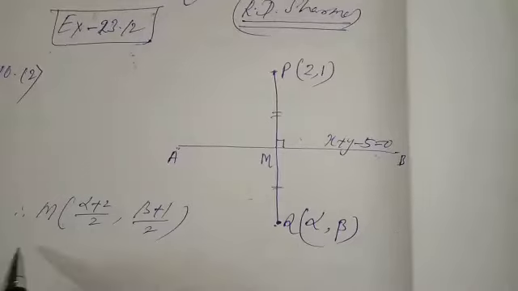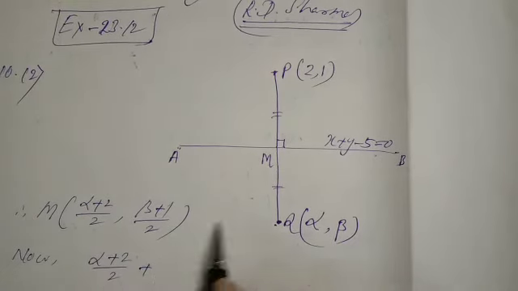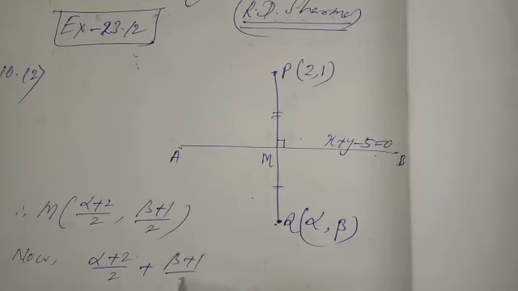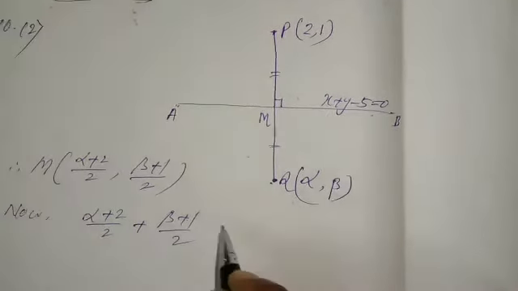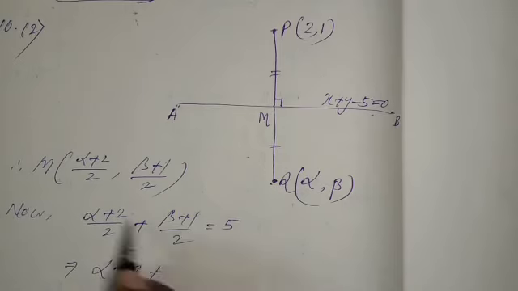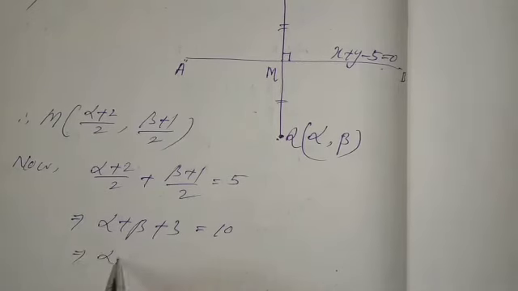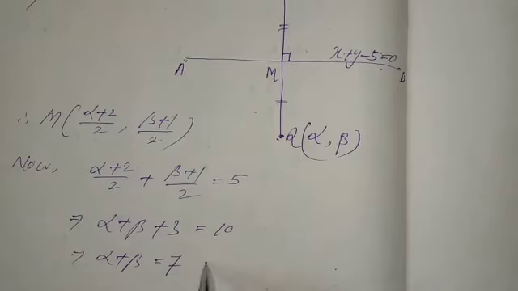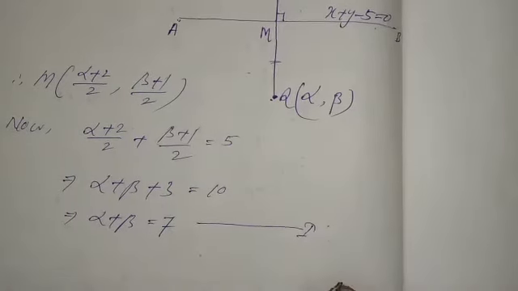This M is present on the line AB. As it is present on the line AB, it must satisfy the equation. That means x is (alpha + 2)/2 plus y, which is (beta + 1)/2, minus 5 equal to 0. That means I can write it equal to 5. Taking LCM 2, this will be alpha + beta + 2 + 1 = 10. That means alpha + beta = 7. This is equation number 1.